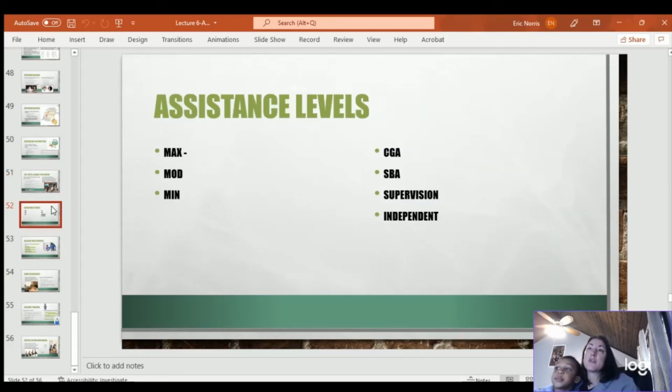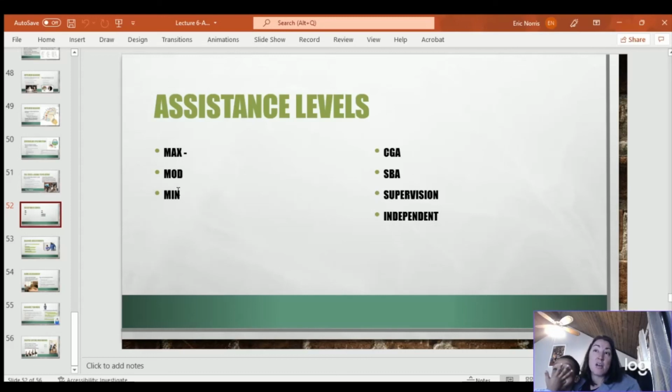Assistance levels, we'll go over this in class: maximum assistance, moderate assistance, minimum assistance, contact guard assist, standby assist, supervision, and independent. Independent, you don't need any help. Supervision, somebody can watch you from across the room because you're pretty safe. Standby assist, they want to be right there just in case you go off balance, but they don't have to be touching you. If you're touching the patient at all, that's contact guard assist.